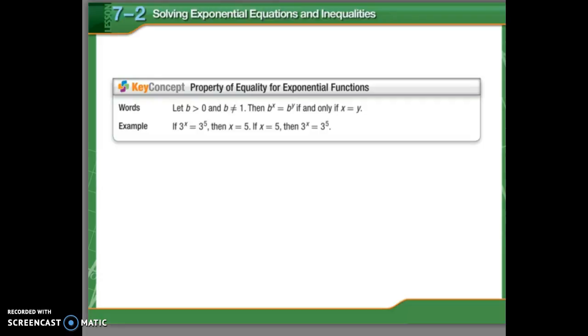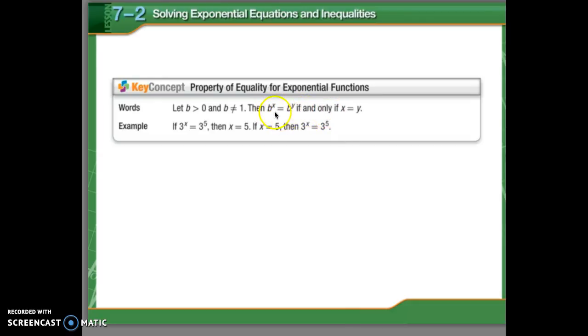So our first concept for this lesson is the property of equality for exponential functions. So it says that if b is greater than 0 and b doesn't equal 1, then b^x equals b^y if and only if x equals y. So this is only true when x equals y. And x equals y is true if b to the x equals b to the y.